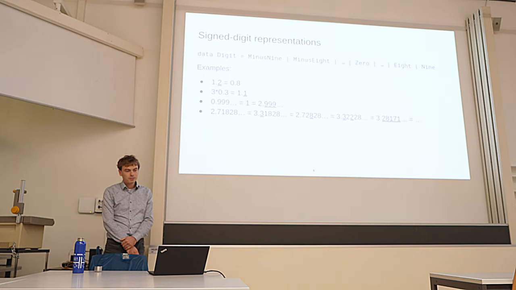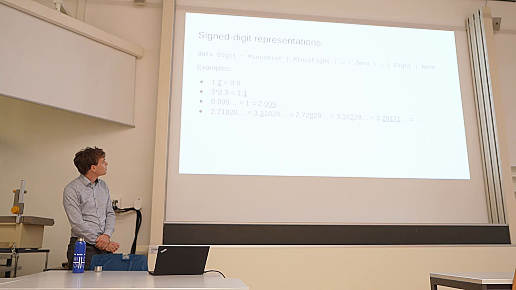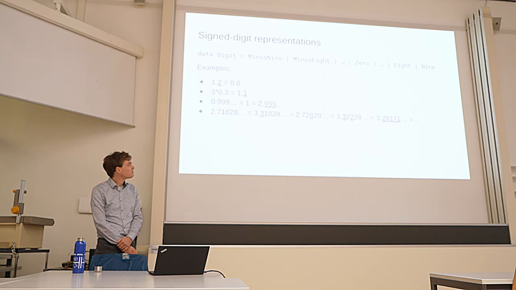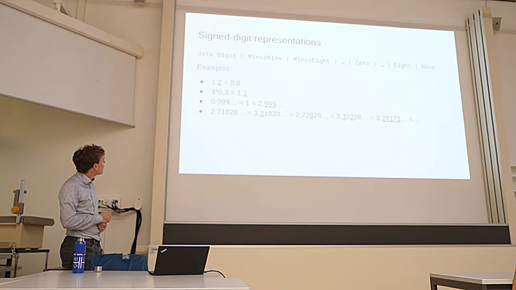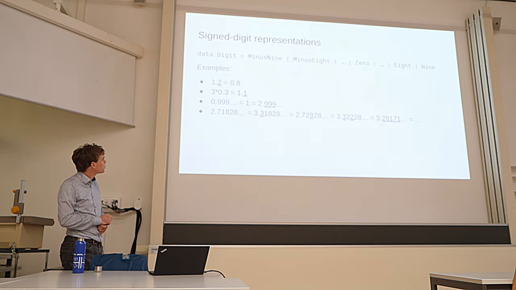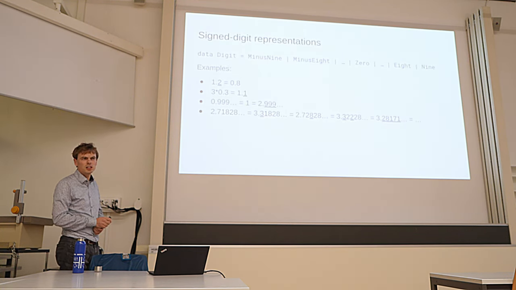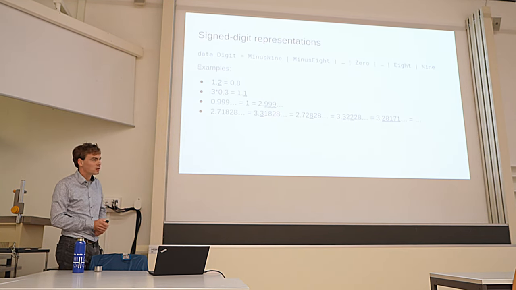Right, so this is the classical solution to Turing's problem. Instead of having your digits go from 0 to 9, you have your digits go from -9 up to 9. This is the classical solution. And just to give you a flavor of how such numbers work, 1 point -2 is equal to 0.8. Because it's a -2, so you subtract it rather than add it. Does this make sense? Put your hand up if it doesn't.